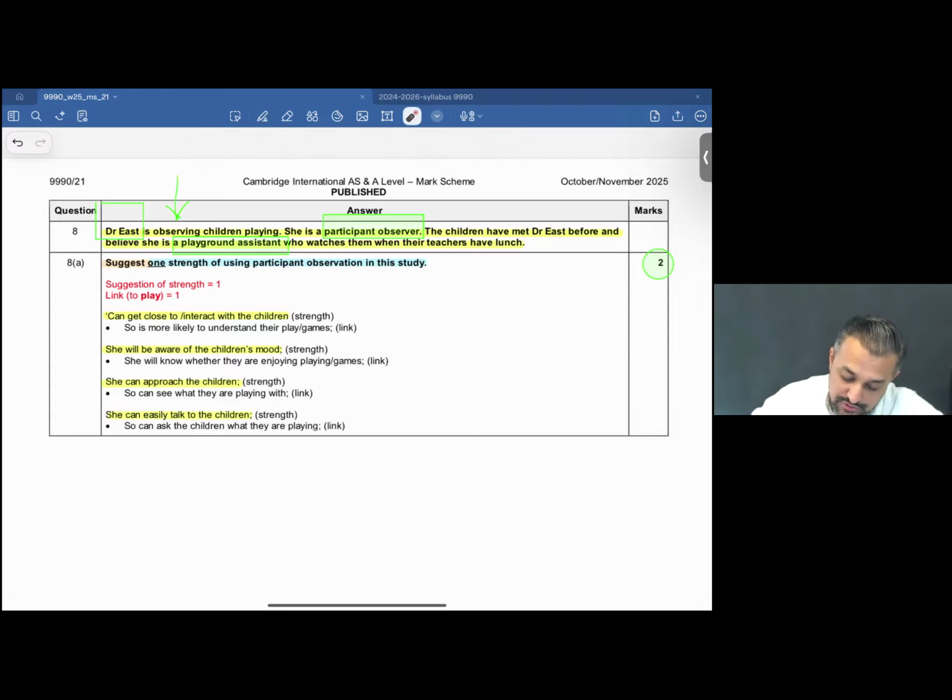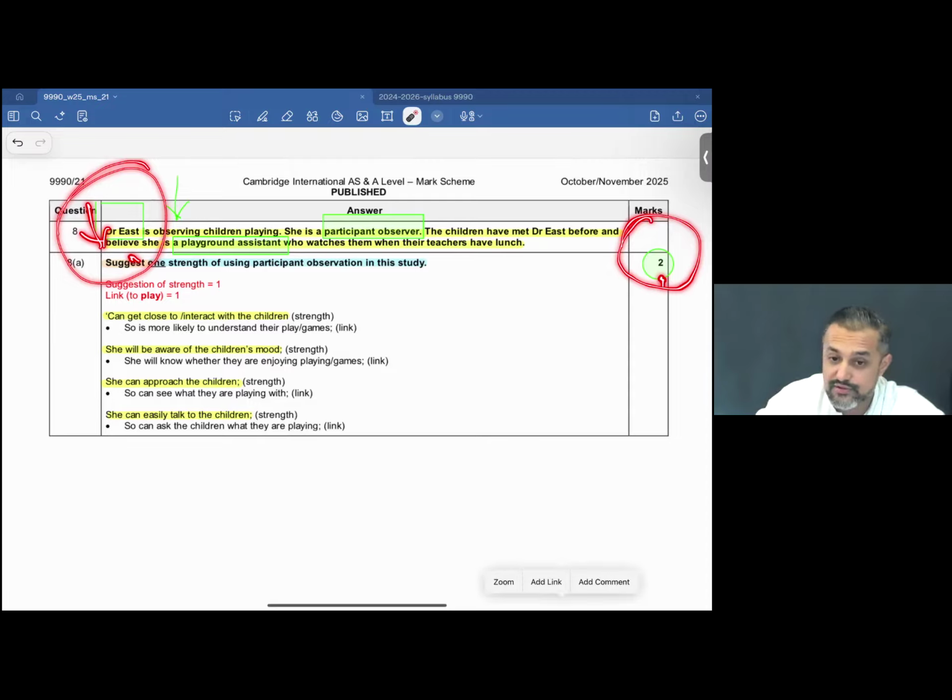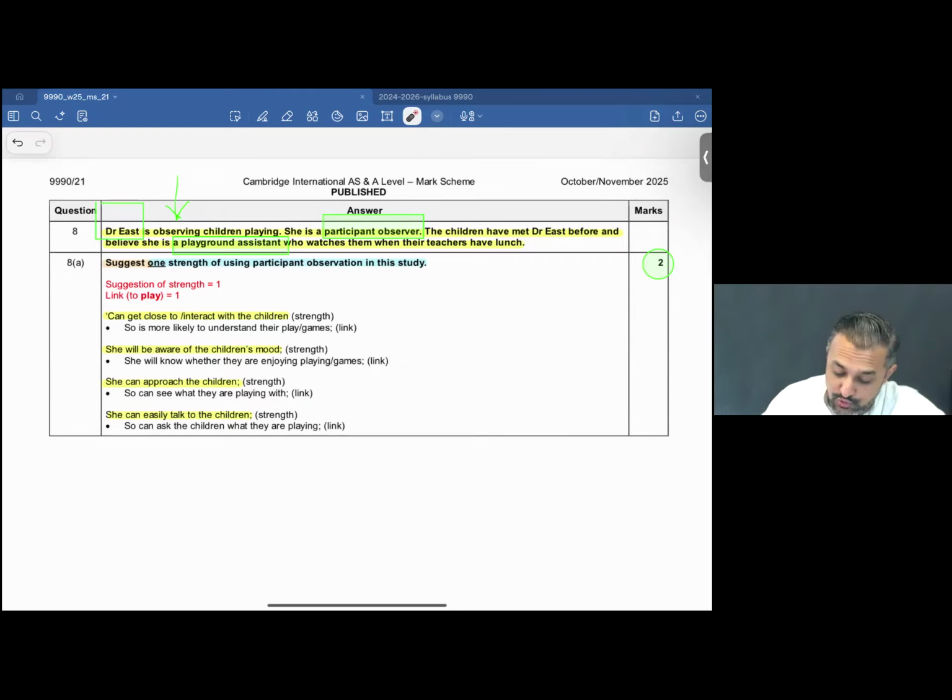Again, I'd like to re-say this question, the command word used over here is suggest. It's a 2-mark question. And where you are asked for a suggestion, you can give an example other than these examples as well. You could write any other strength as well. So taking this ahead, Dr. East can get close to or interact with children.